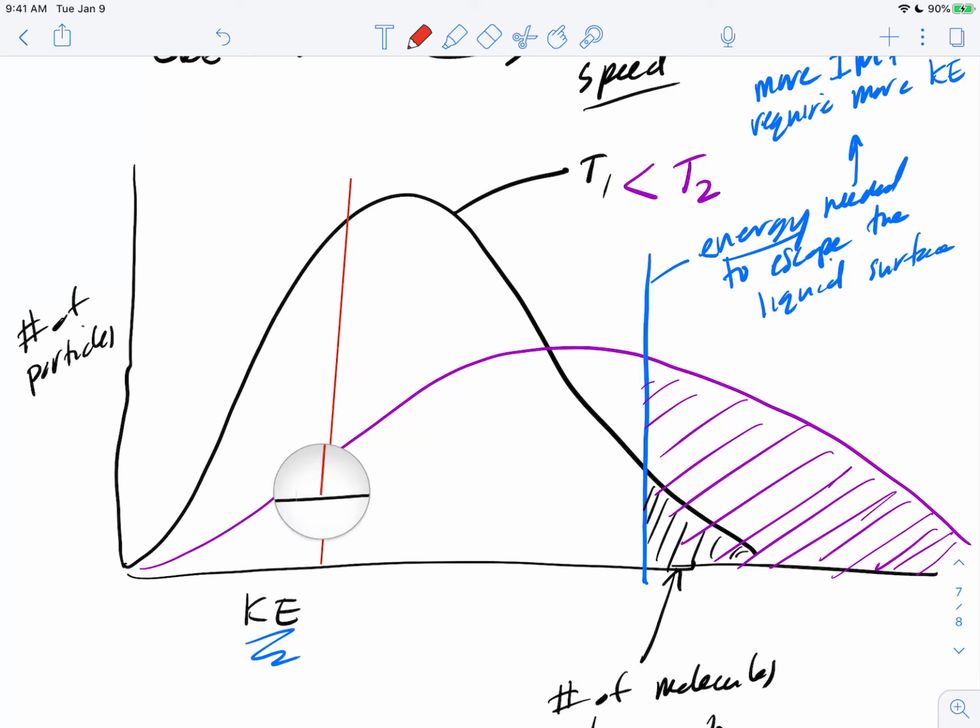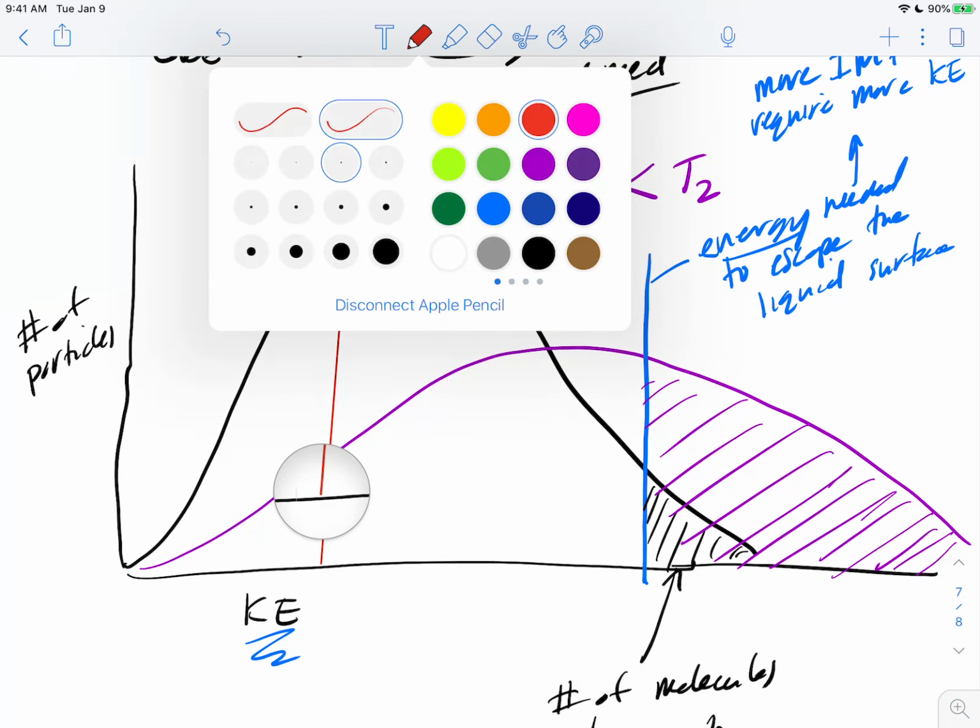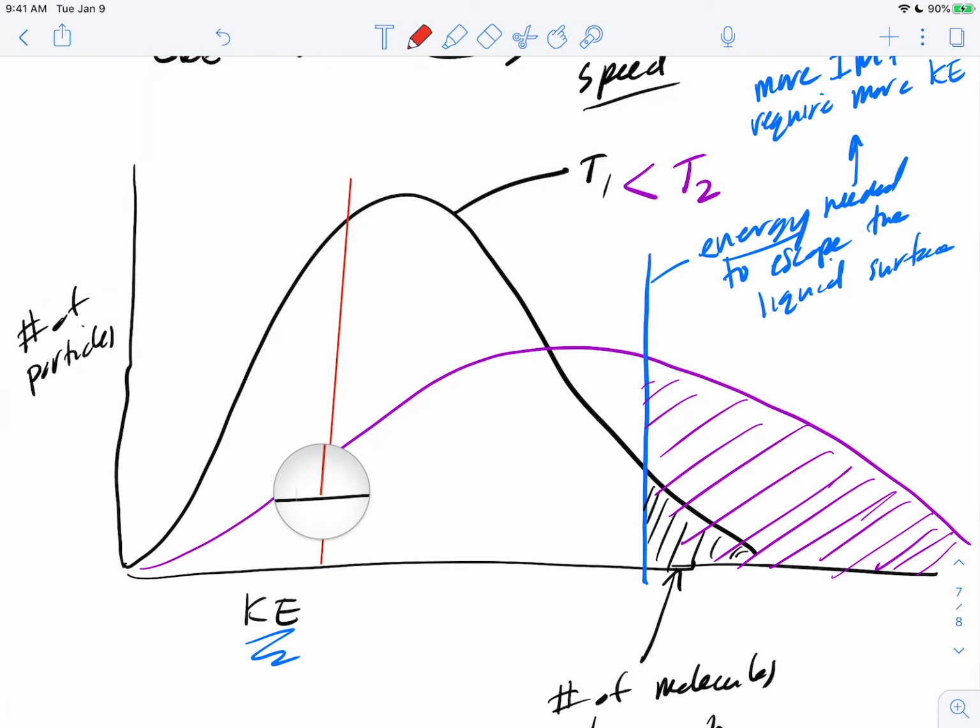What are we doing here? Let's go back here. Not sure what happened. Did something. Let's go back. Can we do that? No. Okay. All right.